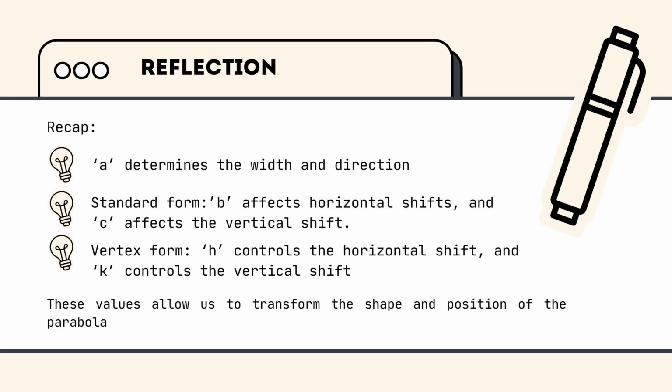Let's recap. In both standard and vertex forms, a determines the width and direction. In standard form, b affects the horizontal shift, and c affects the vertical shift. In vertex form, h controls the horizontal shift, and k controls the vertical shift. Together, these values allow us to transform the shape and position of the parabola.